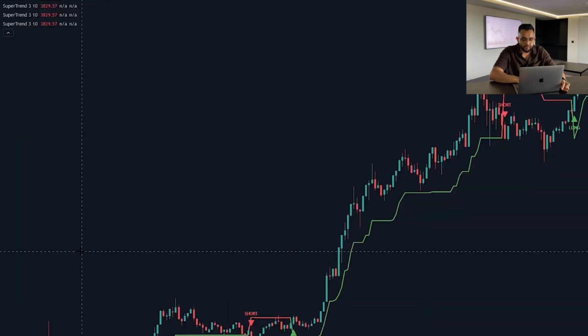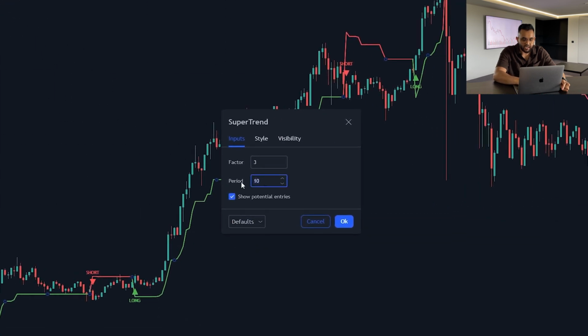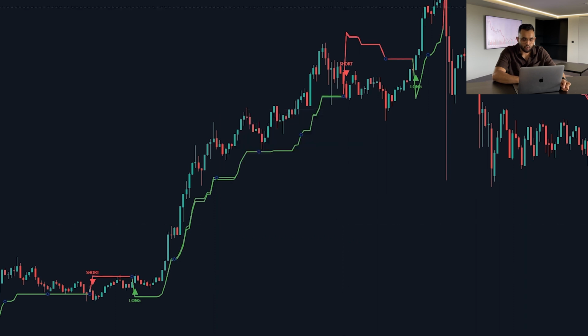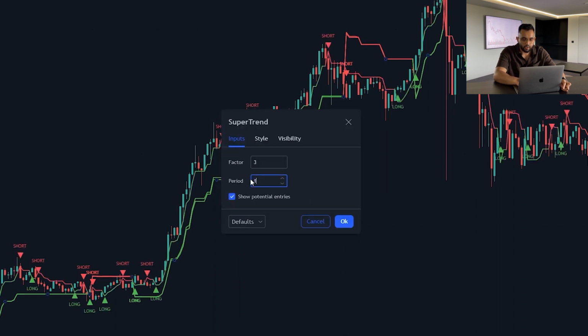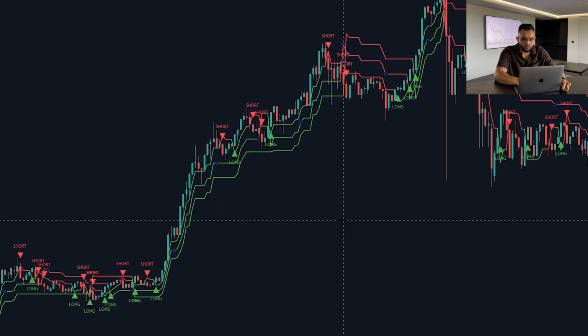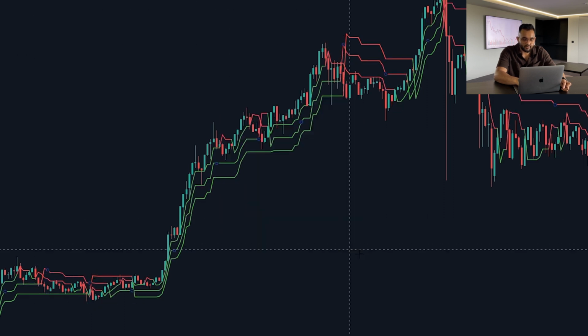Once you have 3 Supertrend indicators added to your chart, you are going to want to change the settings a bit. Go to the inputs tab and change the ATR period to 12 and the ATR multiplier to 3. The next one you are going to set as 10 and then 1. Then the third one you are going to set as 11, then 2. Then go to the style tab and turn off all these long and short icons. So when you are done, your chart should look something like this.